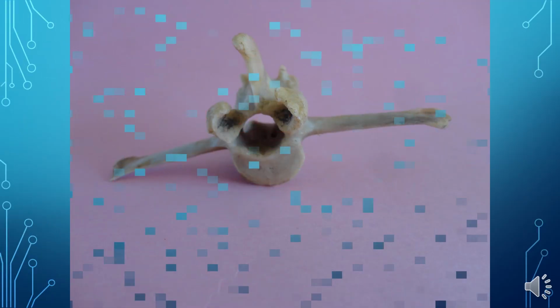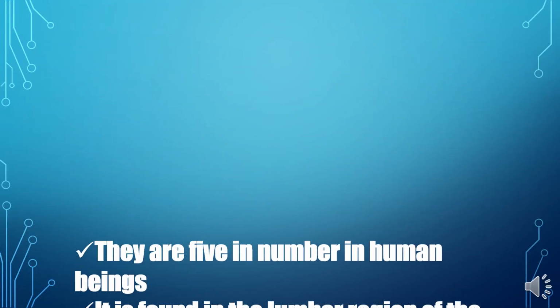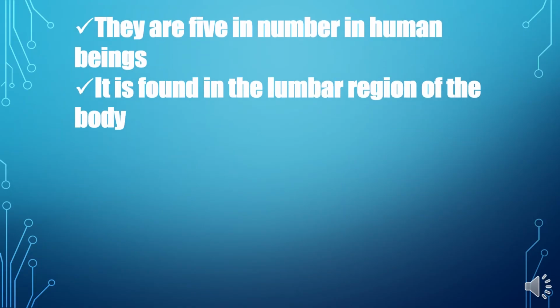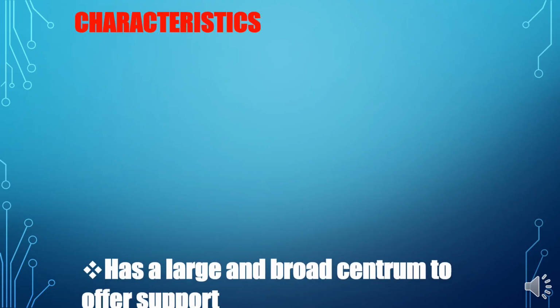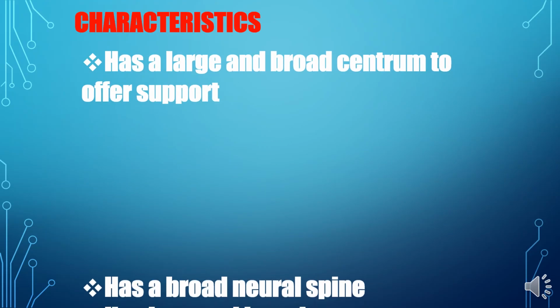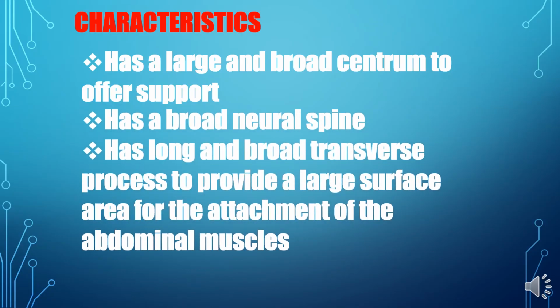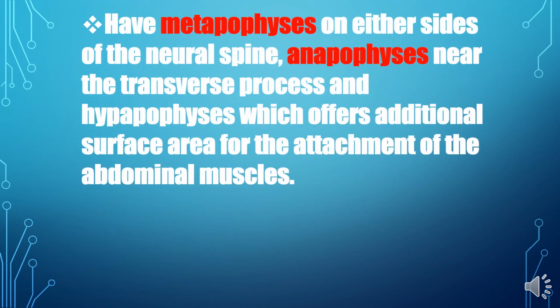The lumbar vertebra. There are 5 in number in human beings. It is found in the lumbar region of the body. Characteristics: it has a large and broad centrum to offer support, has a broad neural spine, has a long and broad transverse process to provide a large surface area for the attachment of abdominal muscles. It has metapophyses on either side of the neural spine and anapophyses near the transverse process, and hypapophyses which offers additional surface area for the attachment of abdominal muscles.